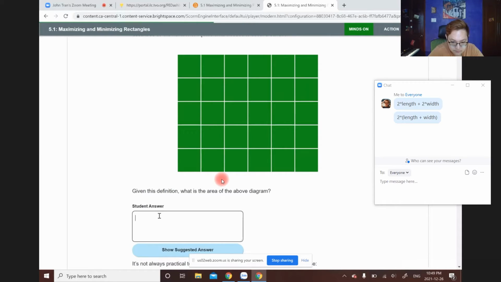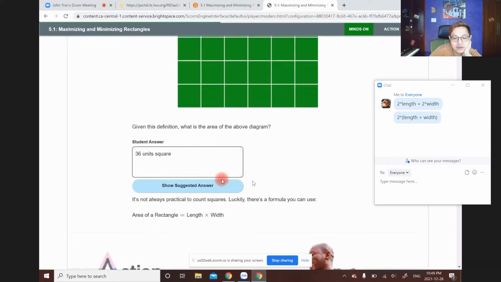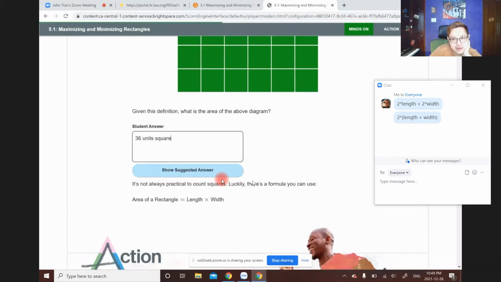So, the area is 36 units square. Yeah, 36 units square. I think it's without the s, because we say meter square, not meters square. So basically, unit without s. So 30 units square. All right.